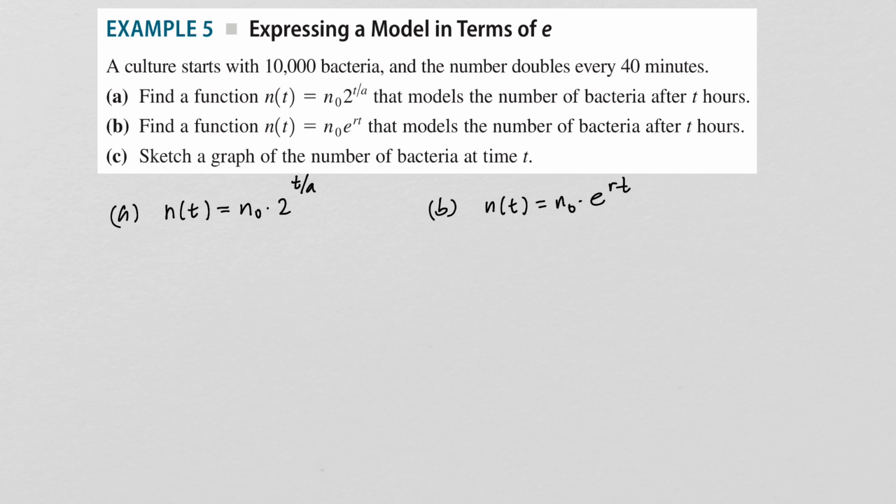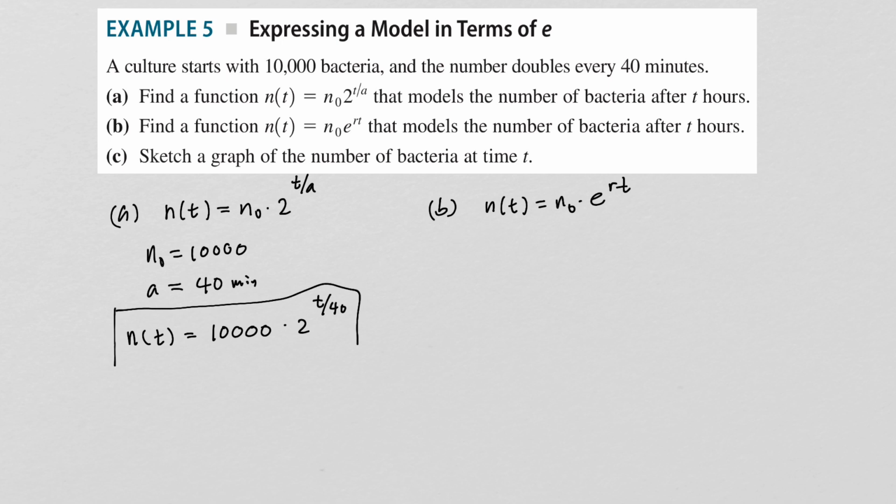So let's start with part A here. We know that N naught is equal to 10,000. And we know that the time that it takes to double is 40 minutes. So the number in the population here will be modeled by 10,000 times 2 to the T divided by 40. And this is the model.